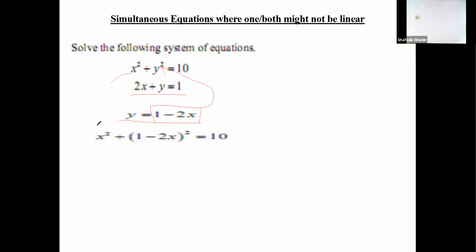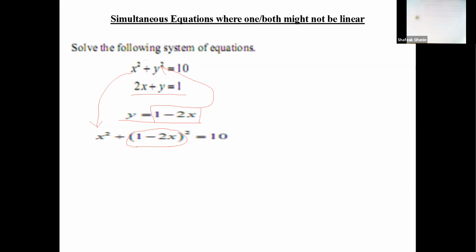This x squared comes back here. Y squared, remember y is 1 minus 2x now, so you're putting 1 minus 2x in the place of y and squaring it, equal to 10. Now what you have here is a quadratic. It's not solution ready, meaning it's not ready to be solved immediately. You have to do some work to simplify it.